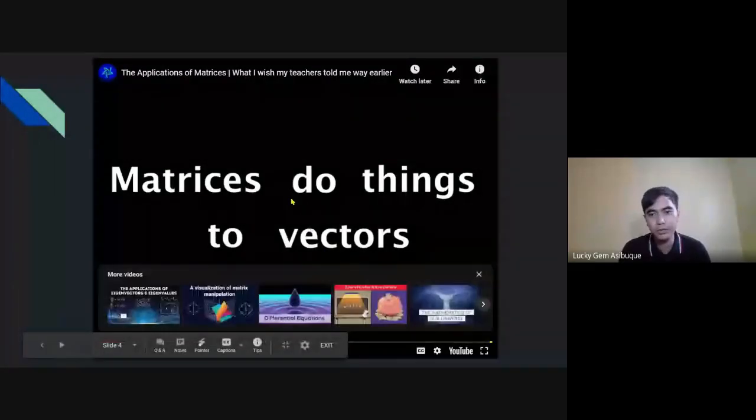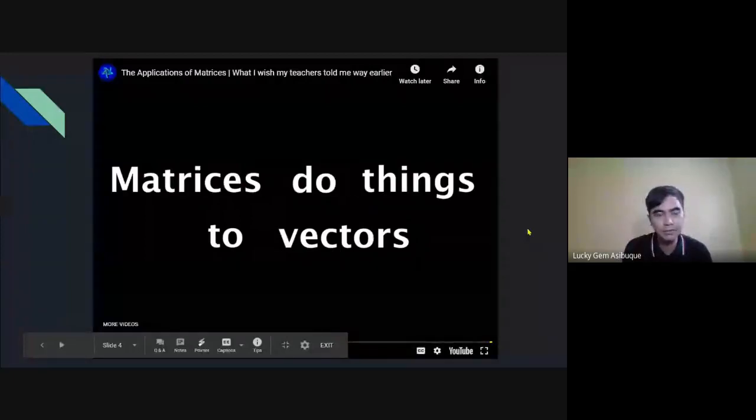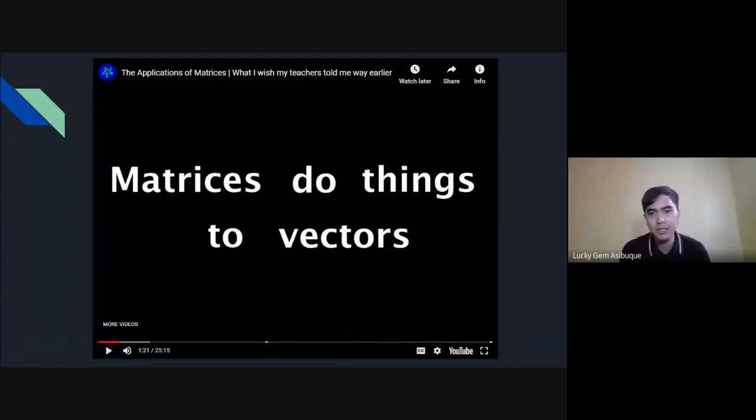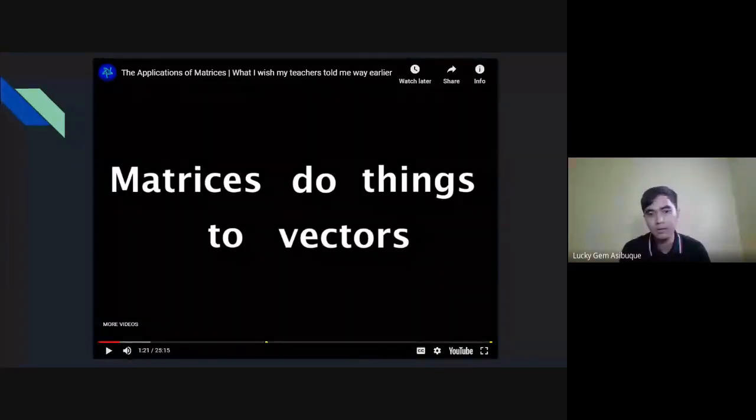Matrices daw do things to vectors. Ano ba yung vectors? Okay? So sa math, pag sinabi nyo kasing vectors, siya yung isang quantity na mayroong direction. Okay? May magnitude and direction. So mamaya malalaman nyo kung ano ba yung vectors.